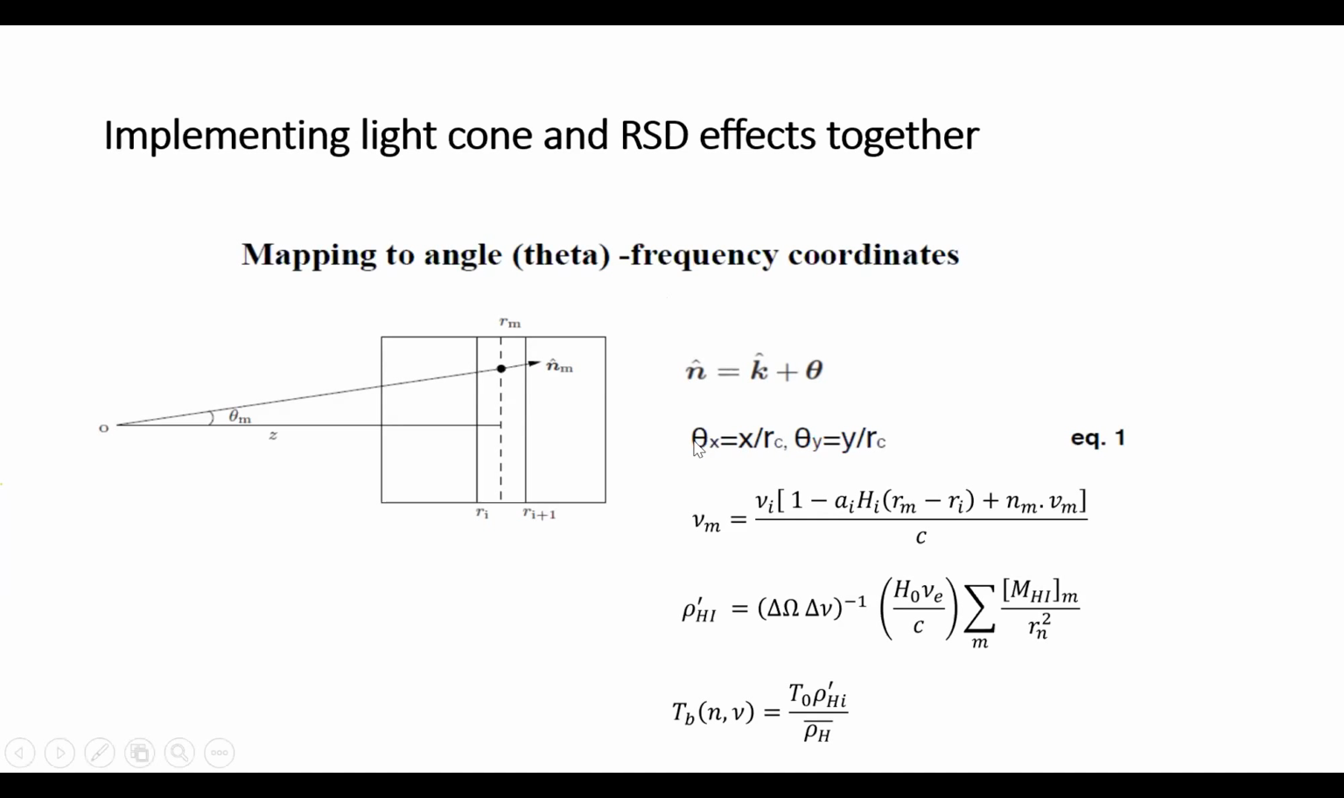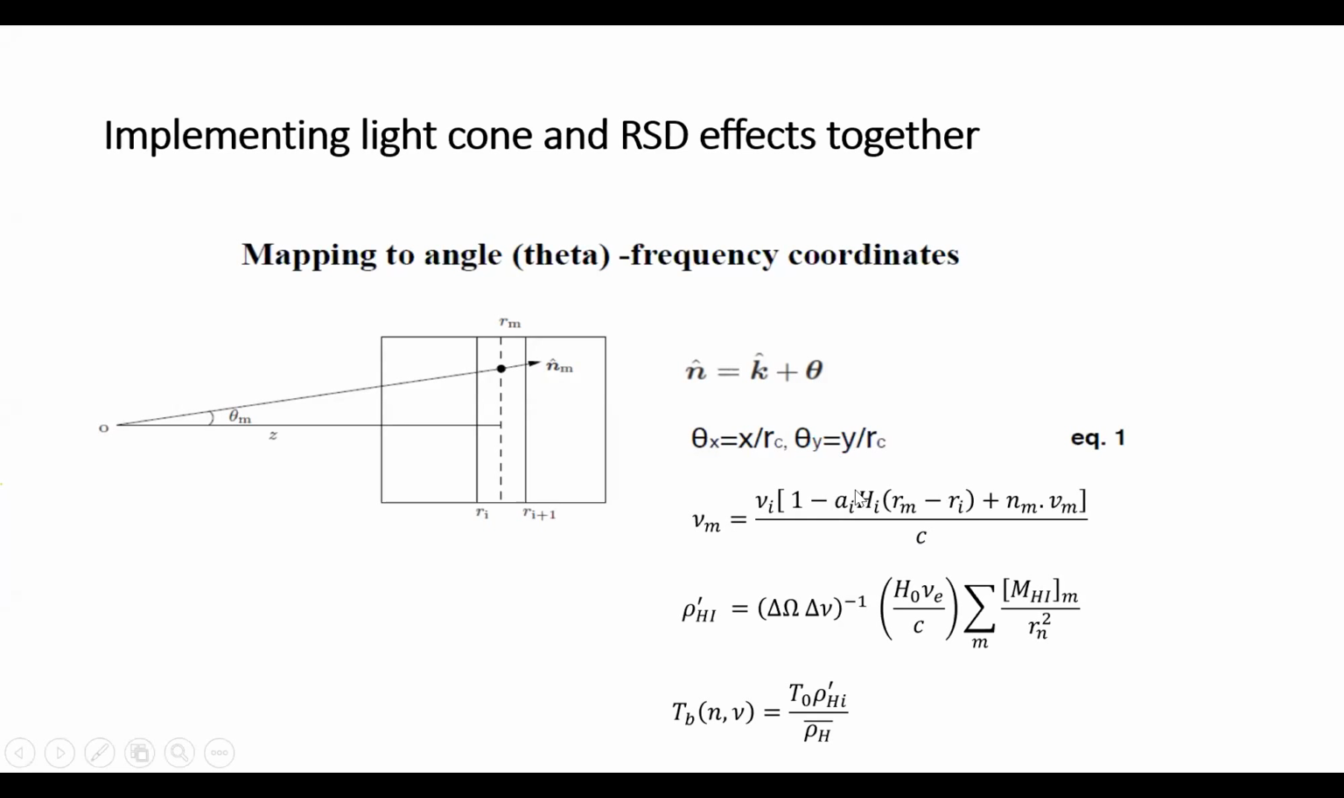It's simple. Theta x and theta y, your angular coordinates, can be easily calculated. x is your comoving coordinate, and if you divide by the comoving distance, you will get theta x. Similarly, you will also get theta y. But if you want to convert to frequency, you know the redshift of each particle, and the original frequency is 1420 megahertz. From that redshift you can calculate the observed frequency. And this is the formula.